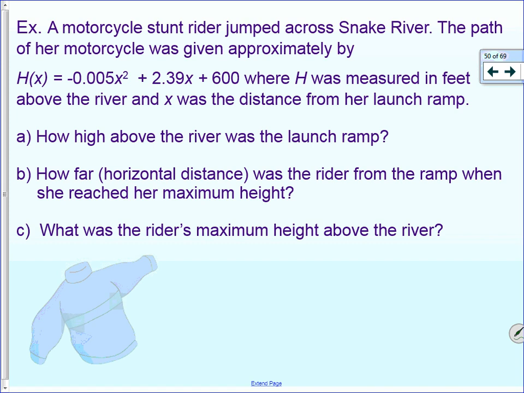All they would have to do is take a video of the jump, do a time lapse, and then superimpose it on a grid. These days, this would not be very hard to do at all with technology because everything is recorded digitally, and you can simply do a time lapse with different images of this stunt rider going across the screen, and then you could just write the equation of her jump. And that's her jump, where x is the distance from her launch ramp, and h is the height above the river.